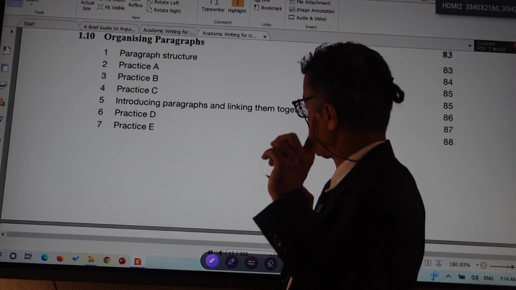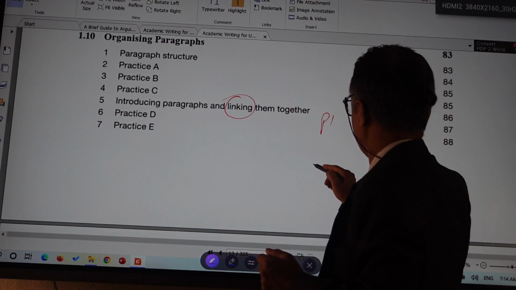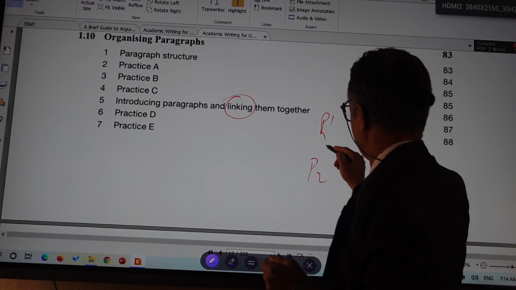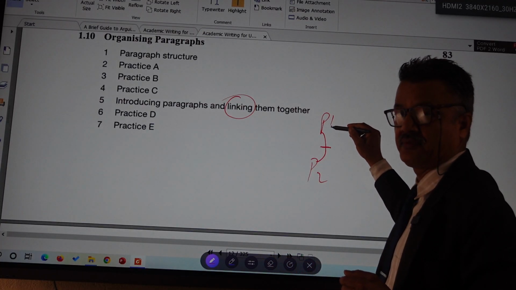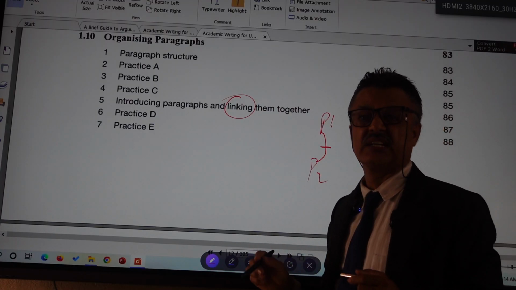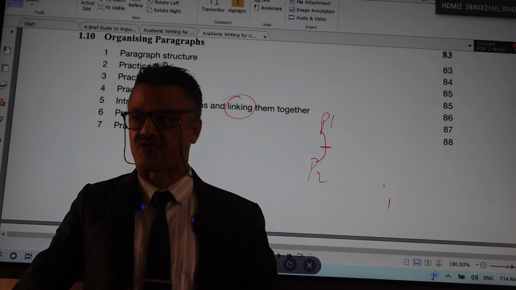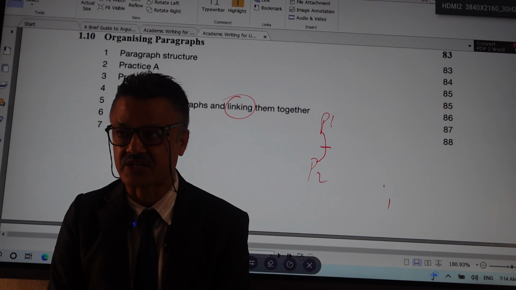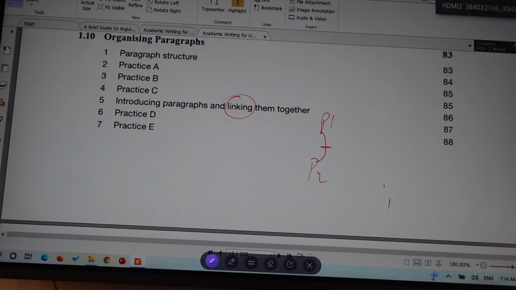So one important thing here is linking paragraphs. P1, P2. There should be a sentence which concludes the first paragraph and also hints about the second paragraph. That is called a straddling sentence. This is straddle. If you stand like this, you are straddling, because you have your 2 legs in 2 spaces. Straddling. You're connecting both of the spaces.